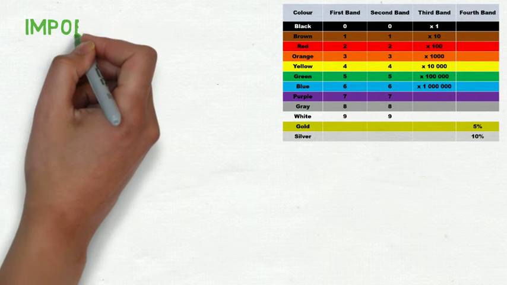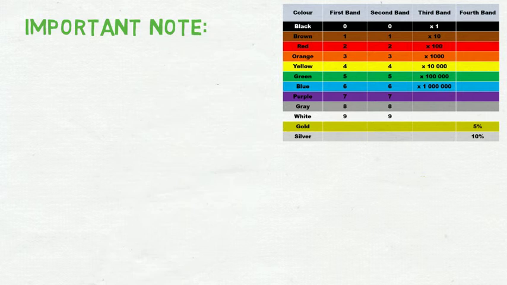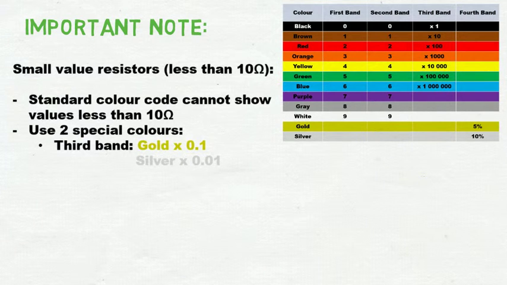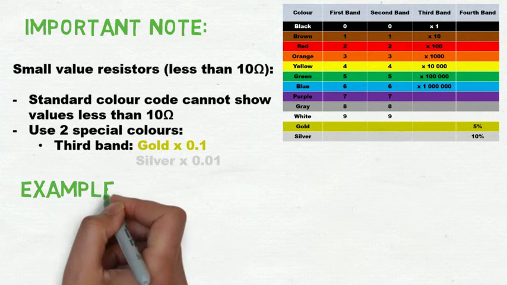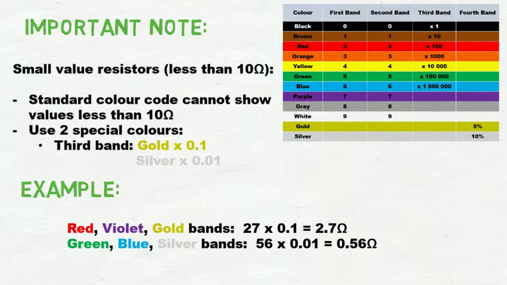One important thing to take note of: when using a small value resistor that is less than 10 ohms, the standard color code cannot show values of less than 10 ohms. Therefore, 2 special color codes are used for the third band to show small values. They are gold, which means times 0.1, and silver, which means times 0.01. To make it simple, let's look at some examples.